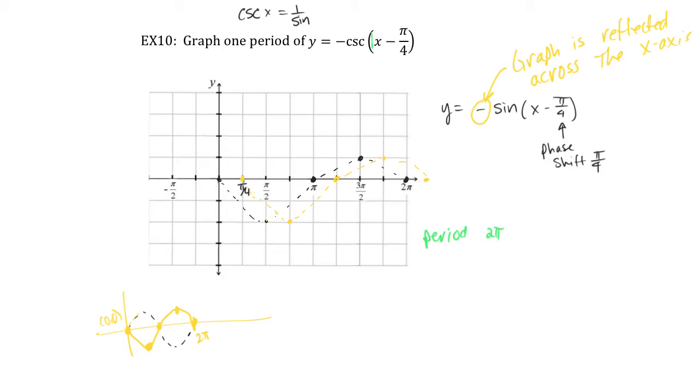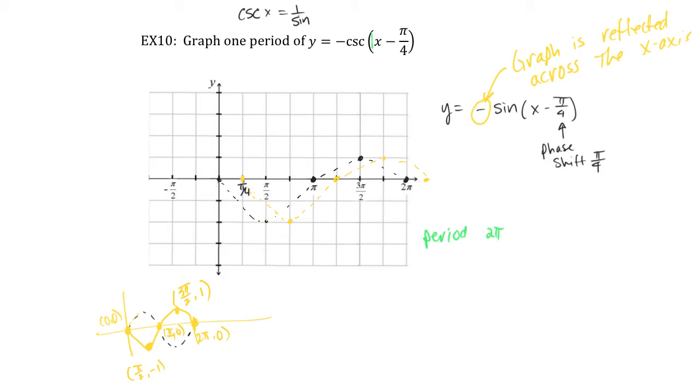And what you can do to figure out where those points are is take the original key points: 0, 0, and this is at 2 pi, 0. This one is at pi, 0. And this one would be pi over 2, -1, and this one would be at 3 pi over 2, +1. And then you just add pi over 4, you just add that phase shift to each of the x values of those key points.